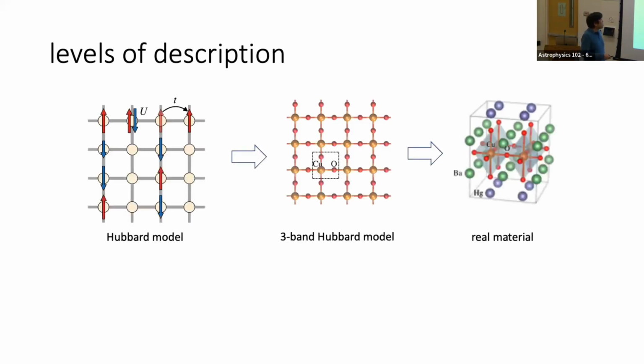And so we have to choose some level of description of the throughput material. And of course the material is a very complicated thing. It has lots and lots of atoms, and the real material has lots of electrons, it has lots of orbitals and lots of bands.